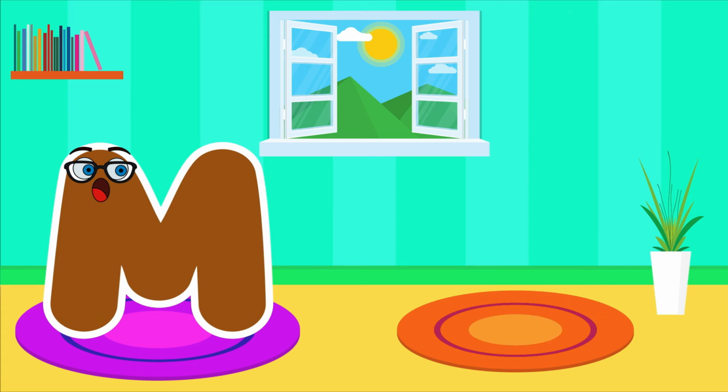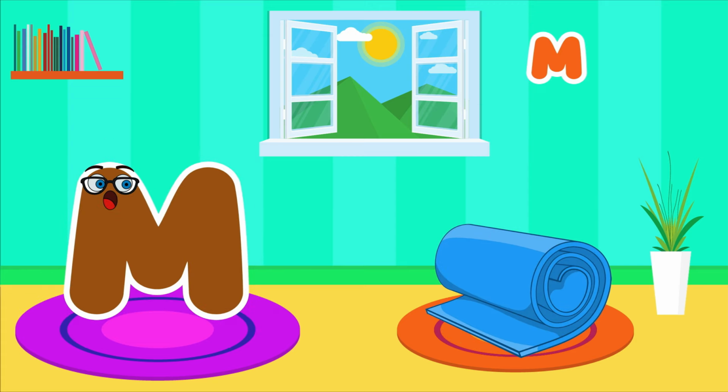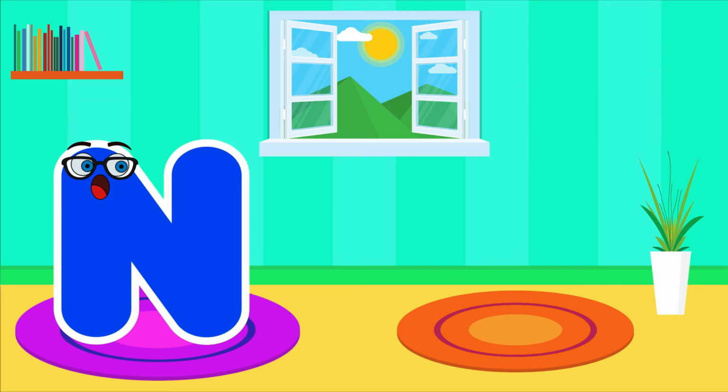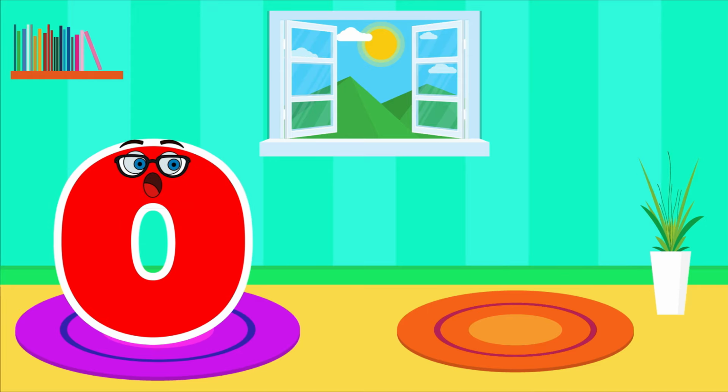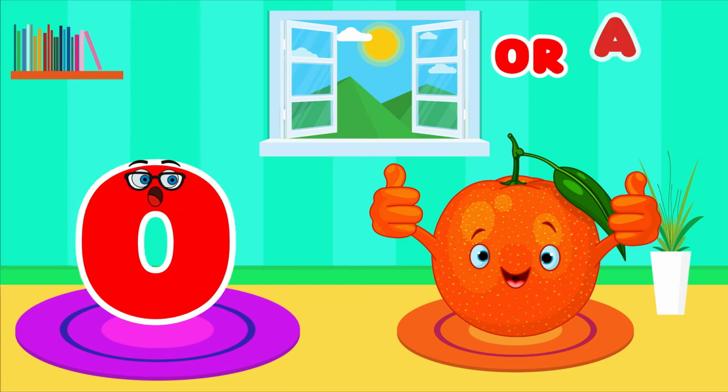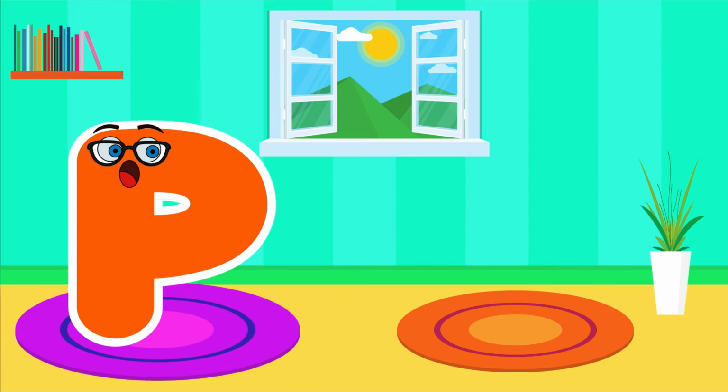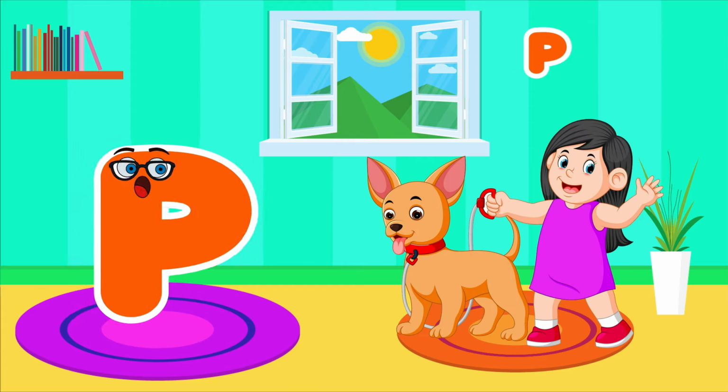M is for mat. M, m, mat. N is for net. N, n, net. O is for orange. O, o, orange. P is for pet. P, p, pet.